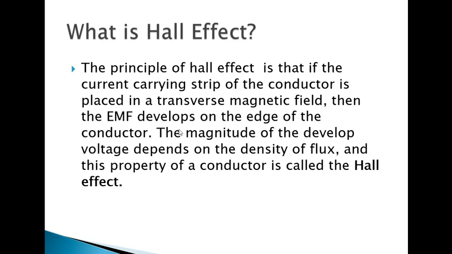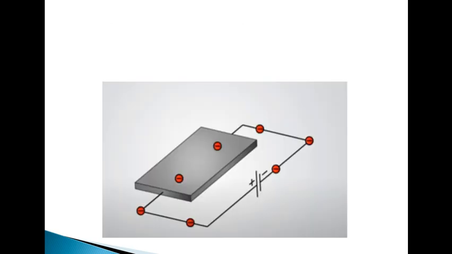Again, the principle of the Hall effect says that if a current carrying strip of a conductor is placed in a magnetic field, then EMF develops on the edge of the conductor. The magnitude of the developed voltage depends on the density of the flux, and this property of a conductor is called the Hall effect. If you see this diagram here, this is the current carrying conductor.